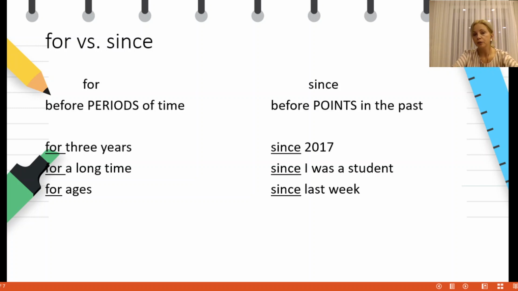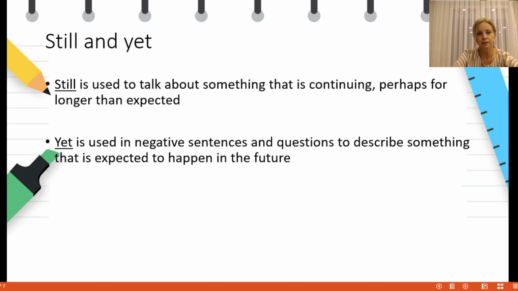Good. I'm going to move on to something else. That's the difference between still and yet. Still is used to talk about something that is continuing, like I'm still talking to you, perhaps for longer than expected. Is it longer than you expected? And yet is used in negative sentences and questions to describe something that is expected to happen in the future. Like, I haven't received an email yet. So it is a negative sentence, and I want to say that I expect something to happen, but so far that hasn't happened.